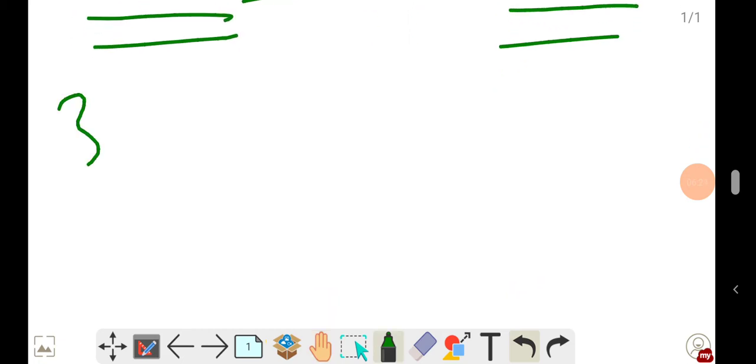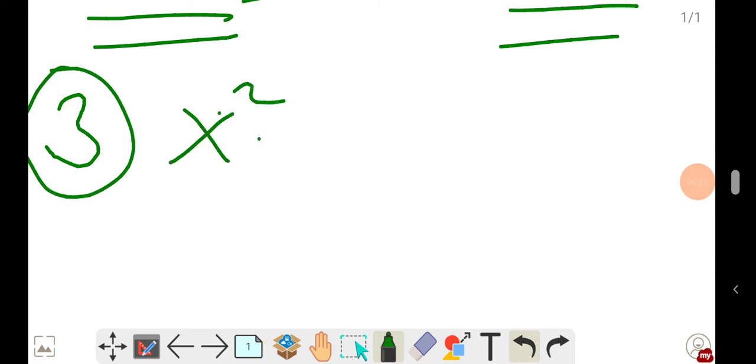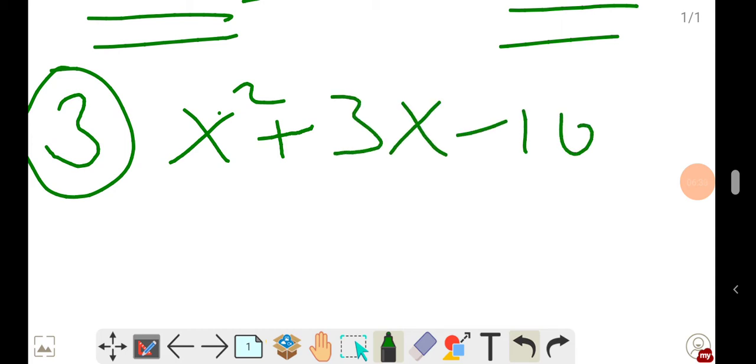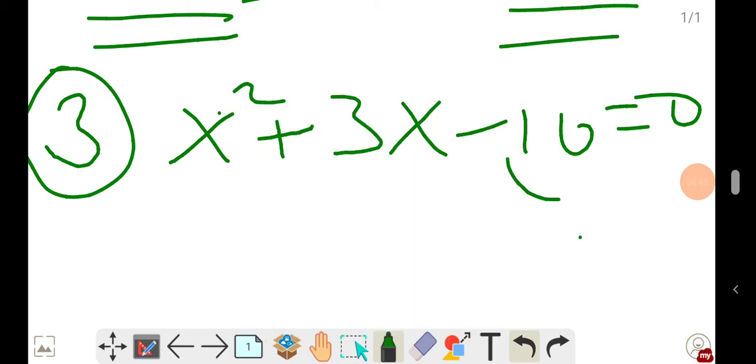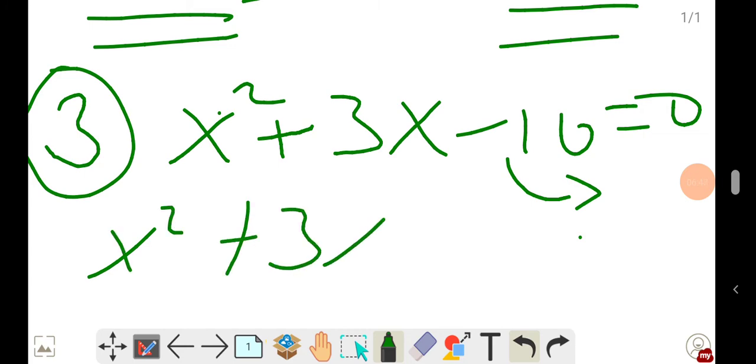The third method is completing the square method. Still the equation is x squared plus 3x minus 10 is equal to 0. To apply completing the square method, this one is somehow complicated and mostly students are not using it. First of all, we need to shift the constant to the other side. So x squared plus 3x is equal to 10.